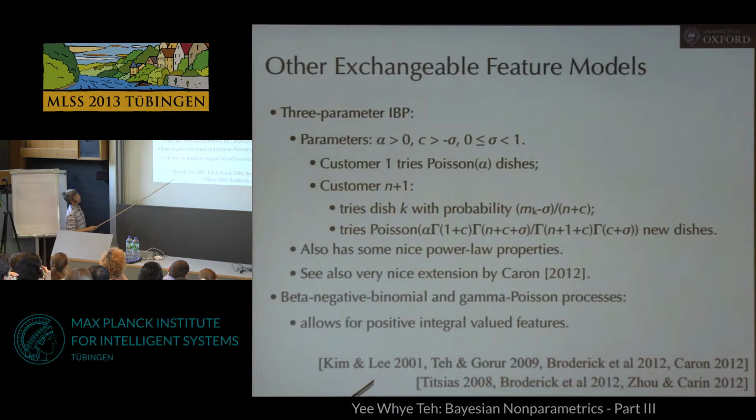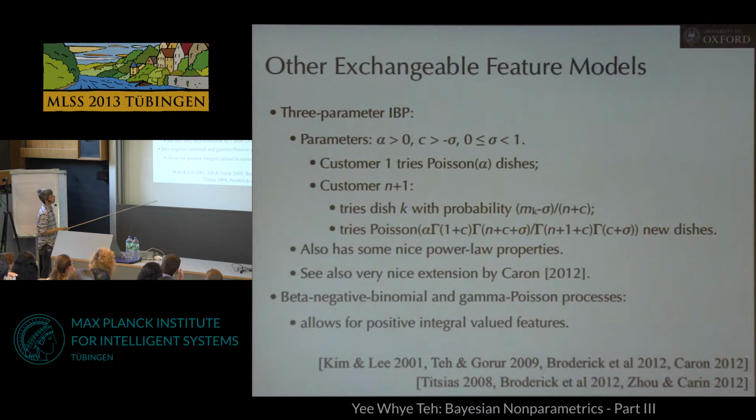One aspect of this 3-parameter IBP that is not a power law is that if you look at the number of dishes that each customer tried, it's always going to be a Poisson. So that is not a power law. There's a very nice extension by Francois Caron, who is able to generalize this to a situation where the number of dishes tried by each customer is also going to be a power law. He applied this to a network modeling problem where you have customers and the books that the customers read. It's basically a collaborative filtering type of application.